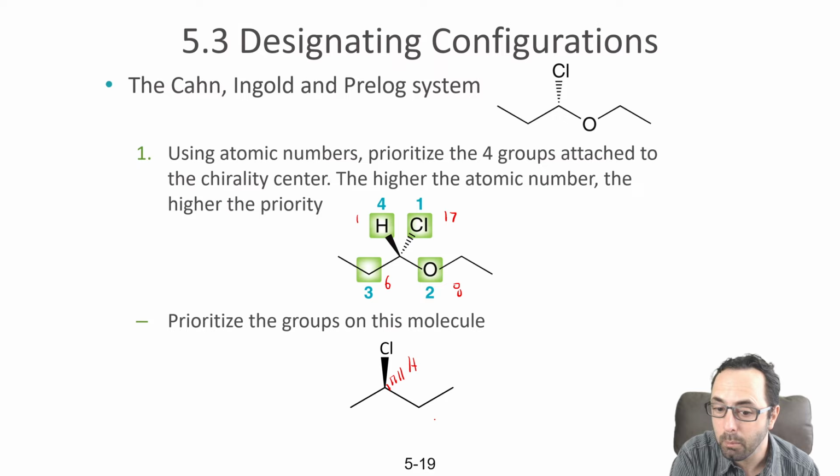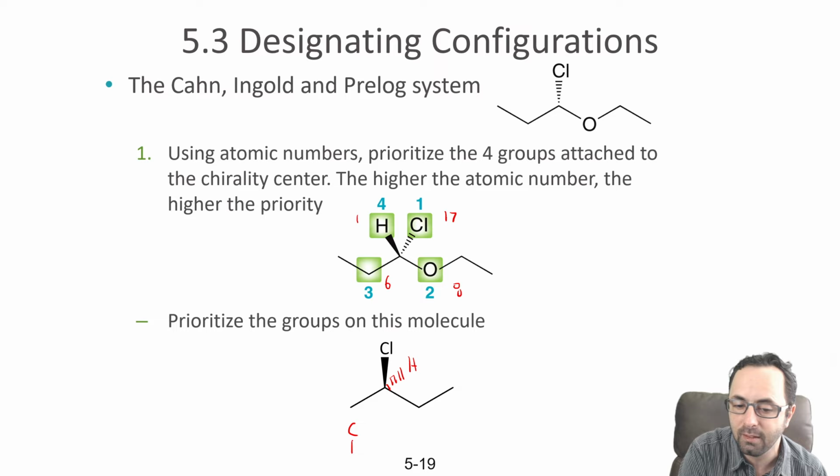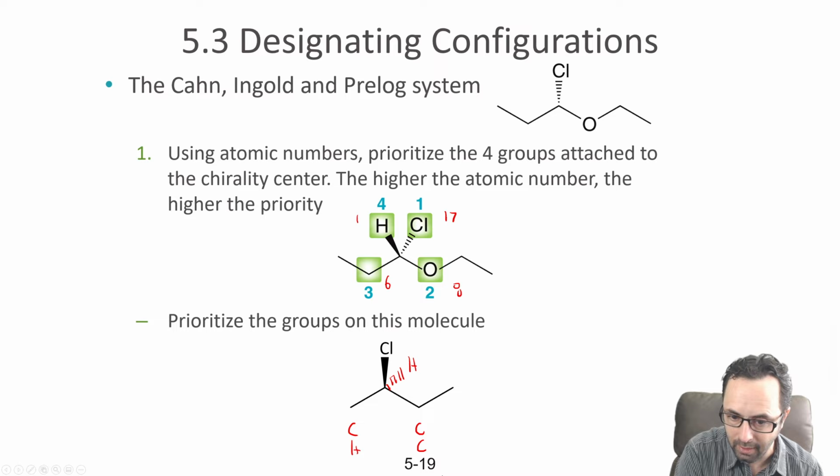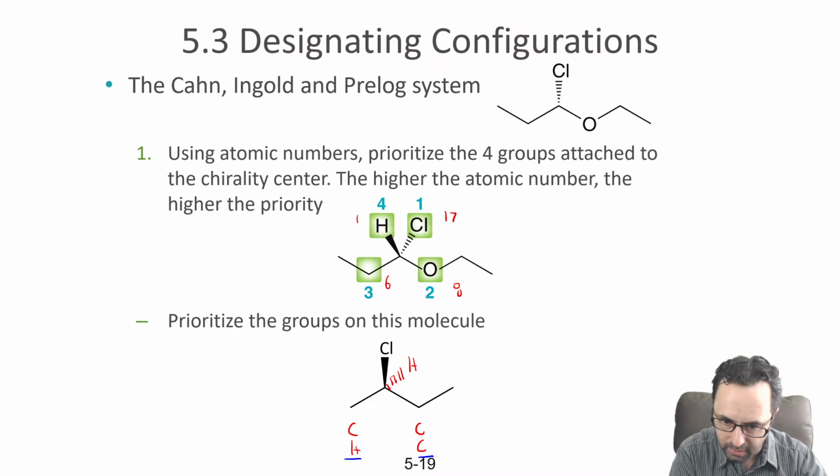And what we're going to see in the next slide is that if we have a tie, which we do here with a carbon and another carbon, then you go to the next atom. So this is carbon for the first atom here, then the next atom will be hydrogen. This one will be carbon, and the next biggest atom will be carbon again. Because carbon beats out hydrogen, we would number these groups with priority 1 for the chlorine, 2 for this carbon, 3 for this one, and then 4 for this hydrogen.